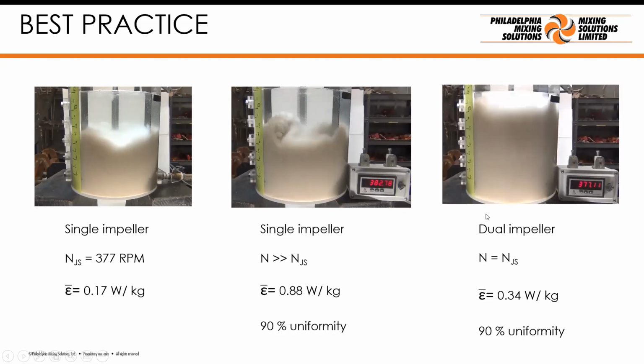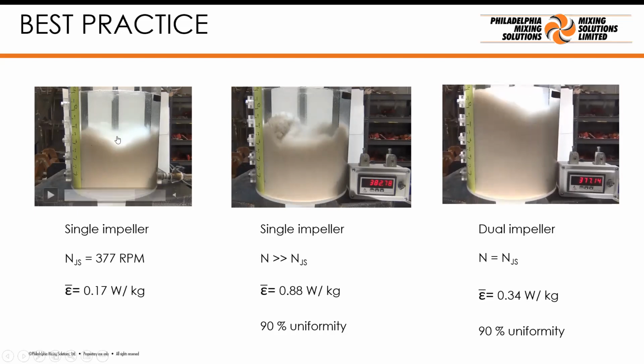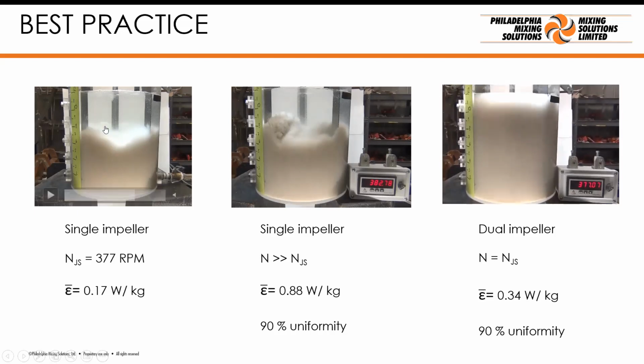But what we do in practice is to put a second impeller on the shaft. So we've doubled the power input, but we still get our 90% uniformity. So what's happening is we've got this cloud lifted up about halfway, and then the second impeller picks up the particles at the top of the cloud and lifts them up to the top of the tank.